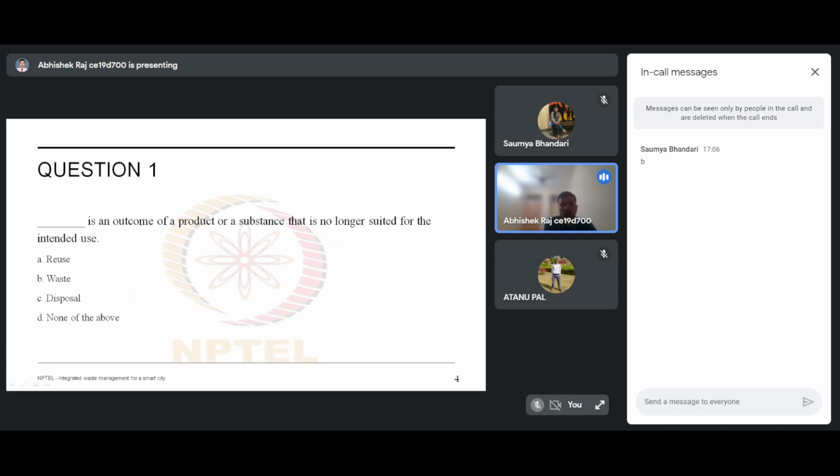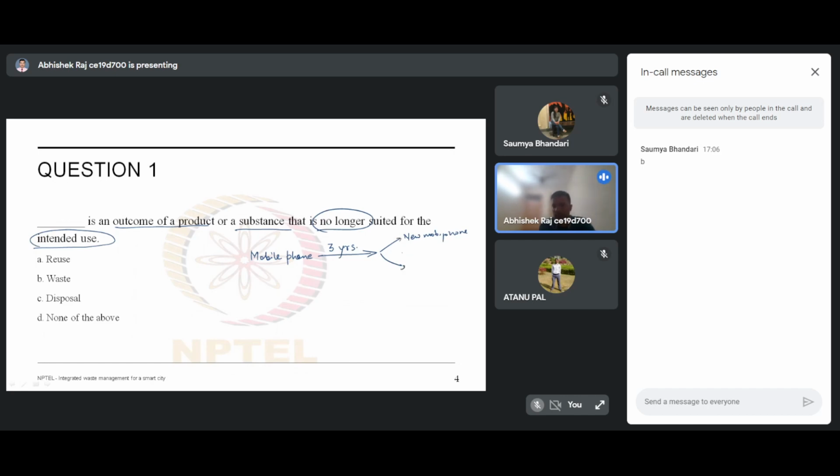So here we are talking about the outcome of a product or a substance that is no longer suited for the intended use. Whenever we buy a product, let's talk in the context of e-waste since this week was about it. Let's say we buy a mobile phone. A mobile phone will have a certain life depending upon how the person is using it. It may vary, so let's assume it to be around 3 years for now. After 3 years, the person can shift to a new mobile phone, or he may not even need a mobile phone, so he switches to some other device, a tablet maybe.